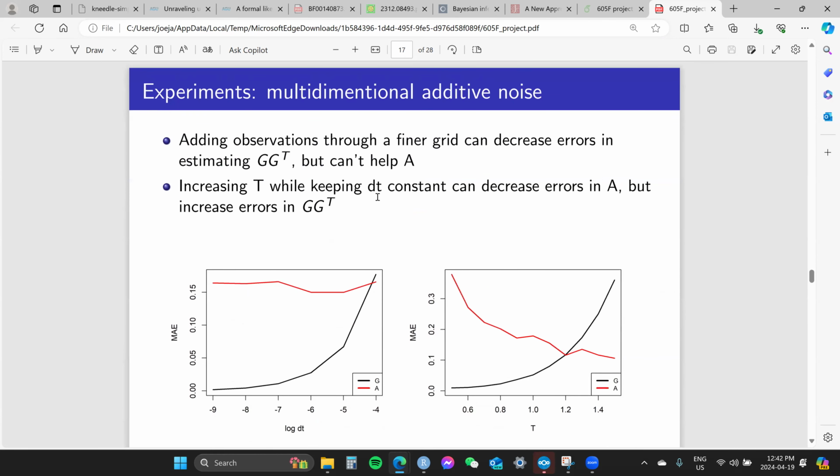Okay, so as we saw in the univariate case, adding observations through a finer grid can decrease the errors in G transpose, which is the diffusion, but can't really help A, finding the drift parameters. And increasing T while keeping dt constant can decrease errors in A, but actually it increases errors in G transpose for some reason. Yeah.